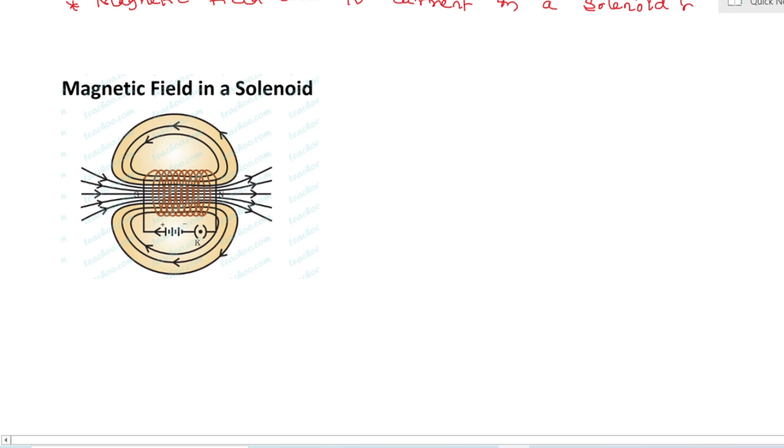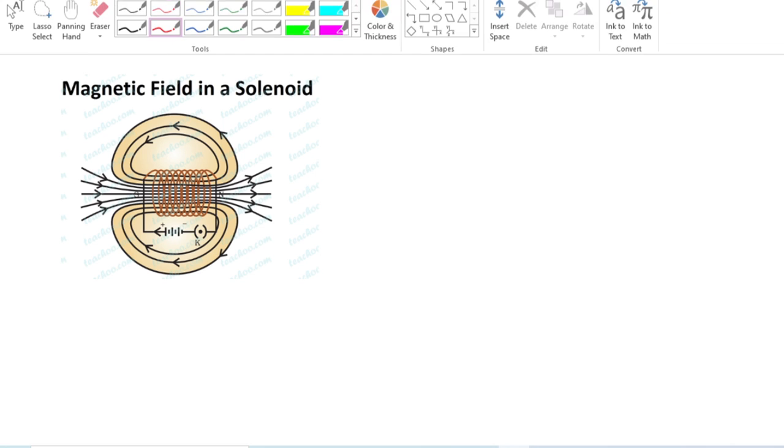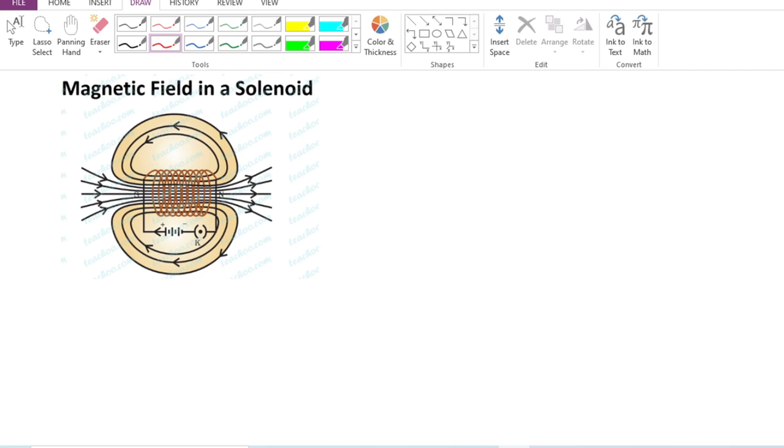Yes. First of all, a solenoid is defined as a coil consisting of a large number of circular turns of insulated copper wire. These turns are wrapped closely to form a cylinder. Yes, my dear students. First of all, what is meant by a solenoid? A coil consisting of a large number of circular turns.